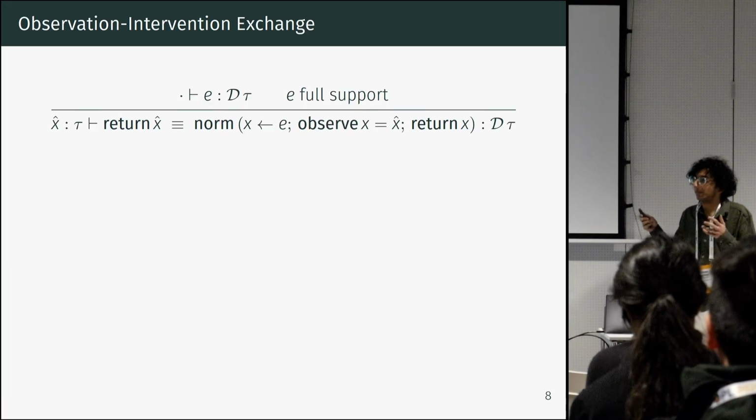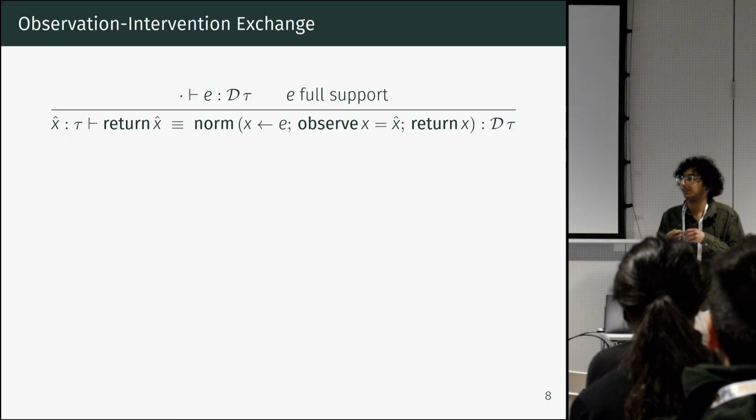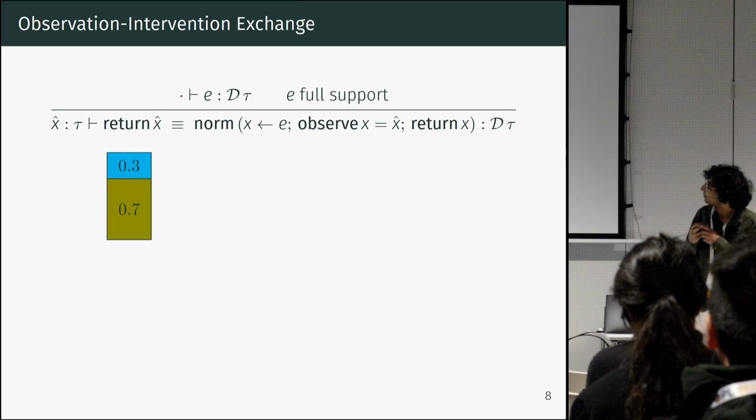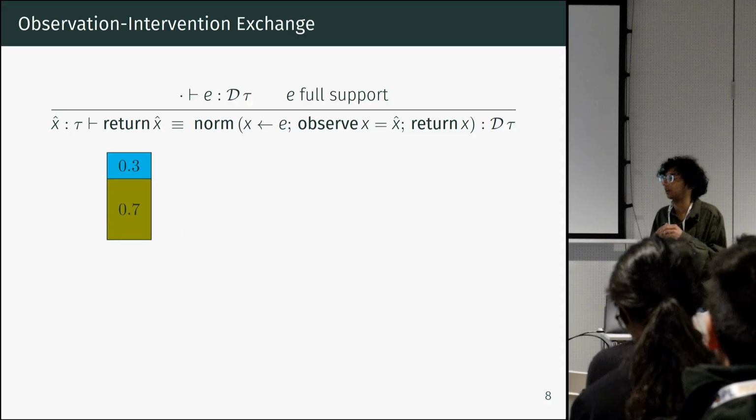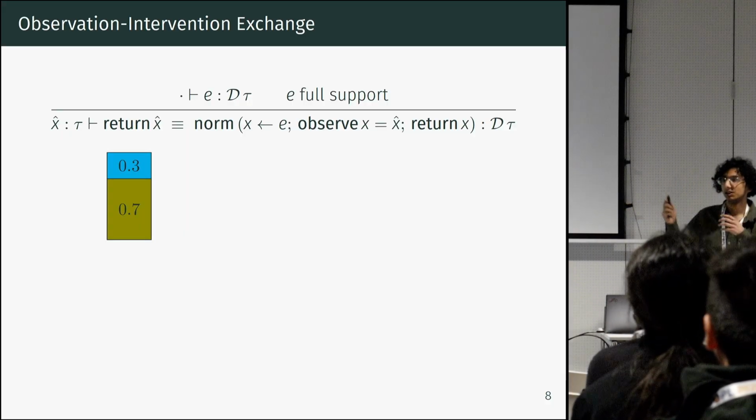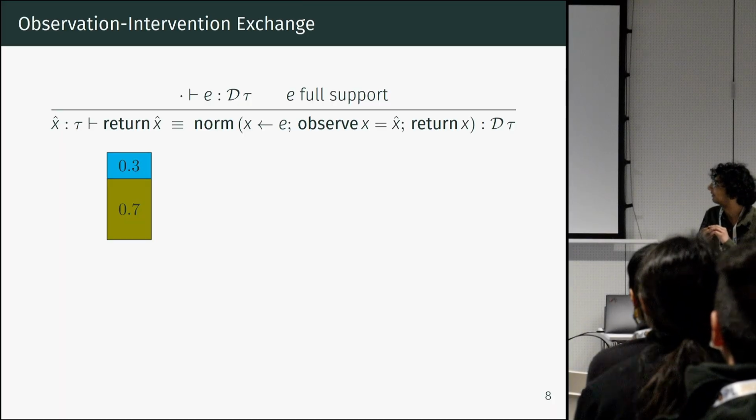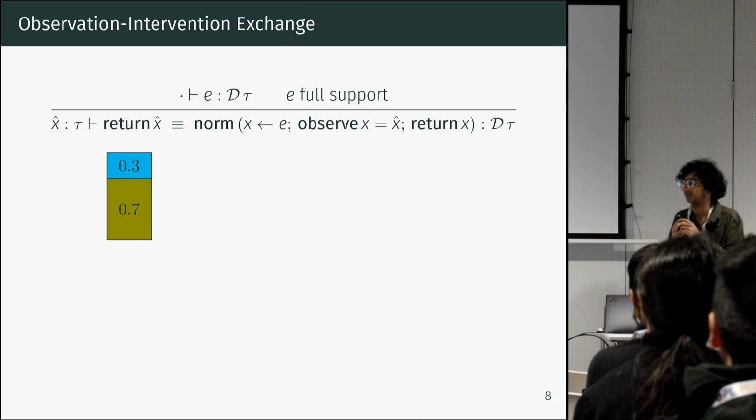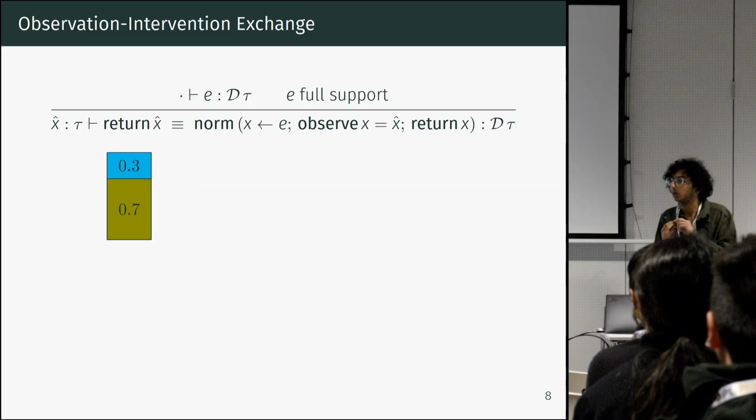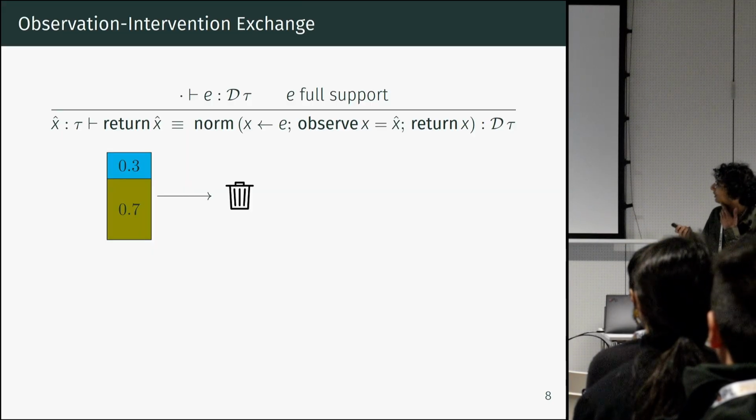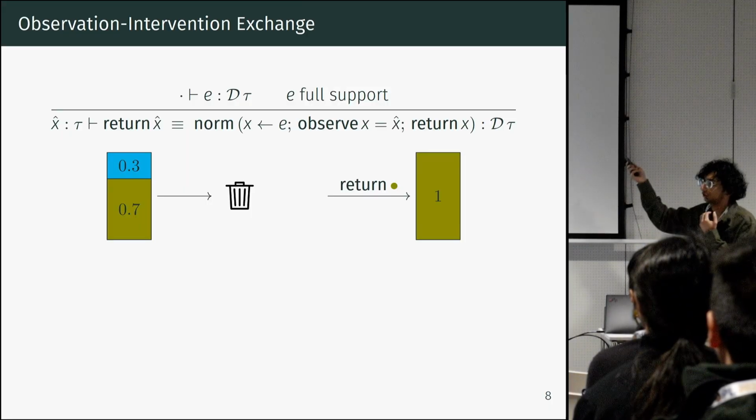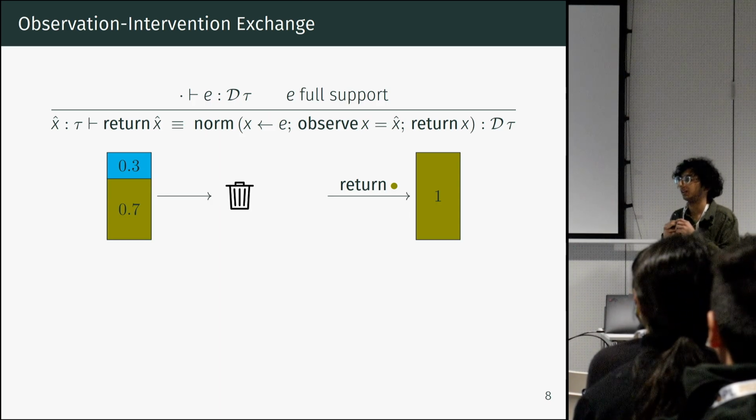Our rule is talking about basically two ways to represent an intervention. So we start with this program E, which is a distribution, let's say a distribution over Booleans that has probability 0.3 of returning blue and probability 0.7 of returning green. One way of representing an intervention is to throw away this original program that's computing it and return the value that we want to set the variable to. So in this case, green. And we'll get a Dirac delta distribution over green.